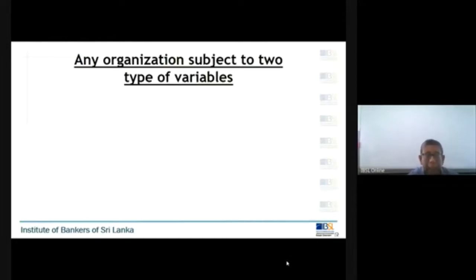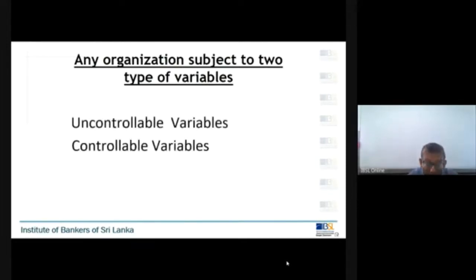Now, any organization is basically subjected to two types of variables, right? One we call controllable variables, the other we call uncontrollable variables. Any organization in the world is subjected to two types of variables. One can be controlled, the other cannot be controlled. Can anybody tell me what are the uncontrollable variables?